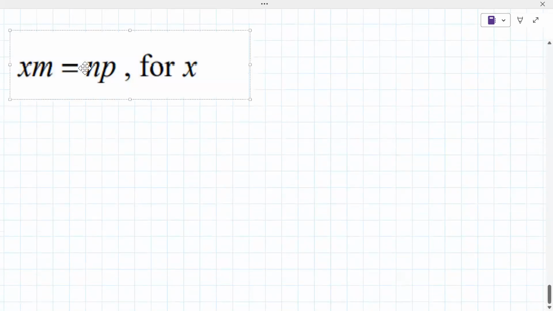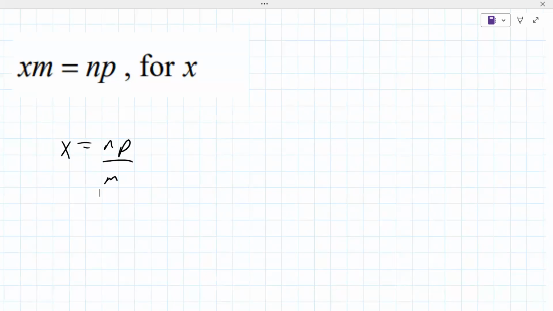X equals NP over M. All right, you're really getting this down. That's good. That's really good. Okay, we can actually stop there. All right. Good job on that.